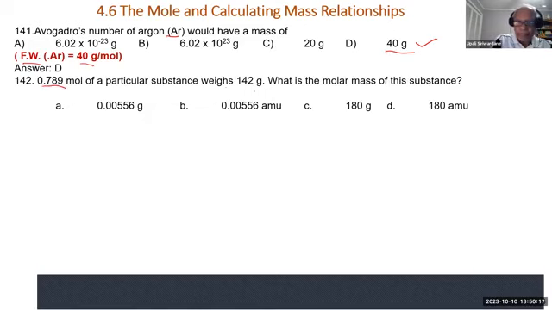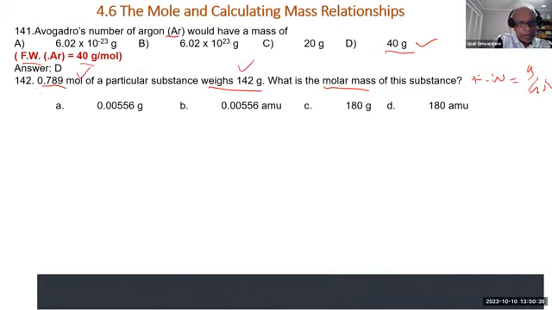Seven moles of waste. Then how do you calculate molar mass? Molar mass is the same as formula mass. Formula weight is the same as molar mass. Grams divided by mole. So moles are given here.